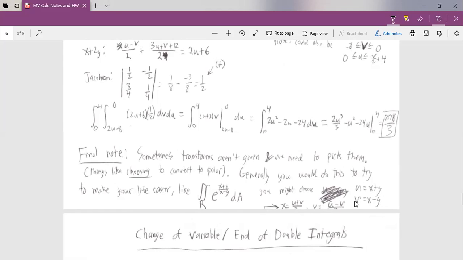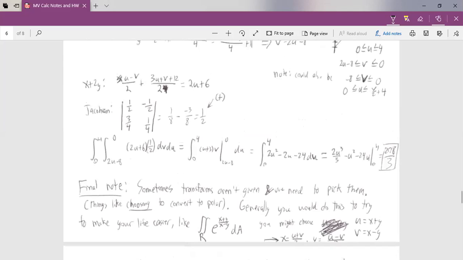But we can just use these transformations, and instead of being e to something disgusting here, it's just going to be e to the u over v. And then we deal with the rest of the transformation, and now it might be much easier to use. I'll show a brief example of that right now. So let's just do one last example, and this will end the notes. So let's take a look at this.